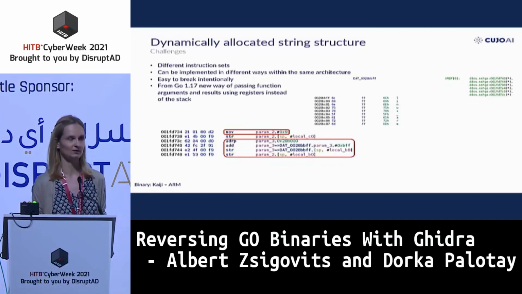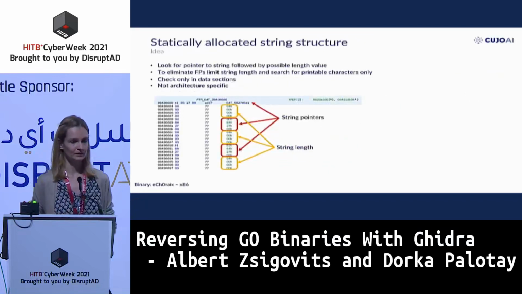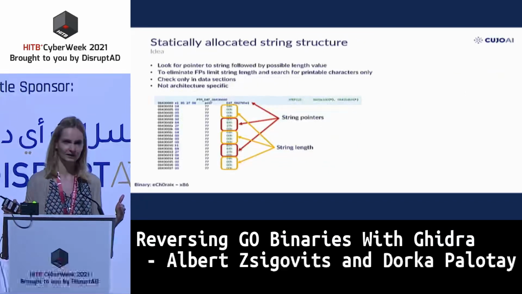But every malware family that we have seen so far obviously didn't update to Go 1.17 yet. Still, we have to be able to change our script in a way that it will detect these even when we see a newer sample. So this was the dynamically allocated part.